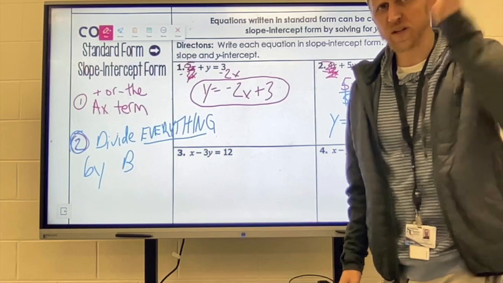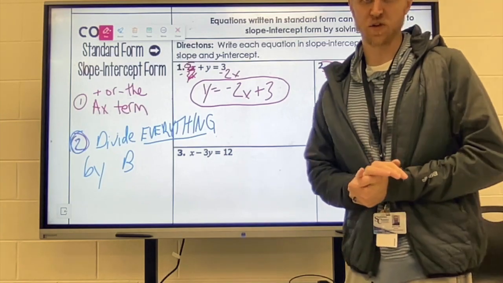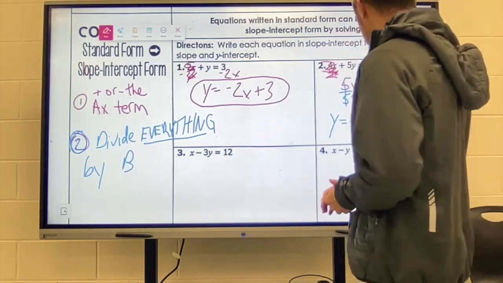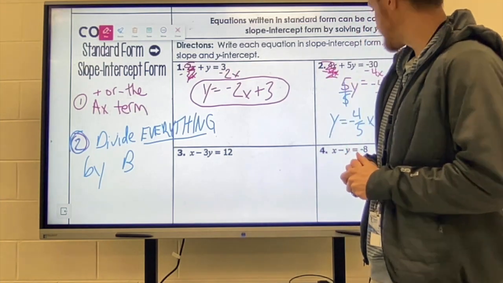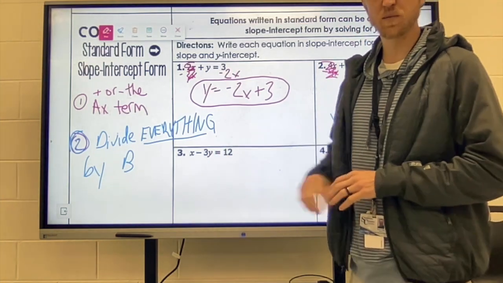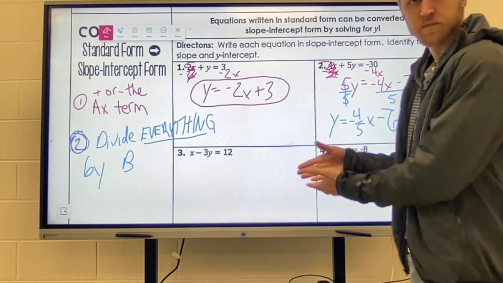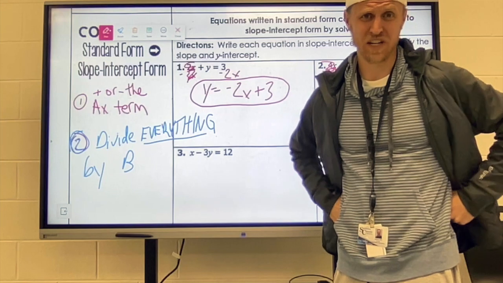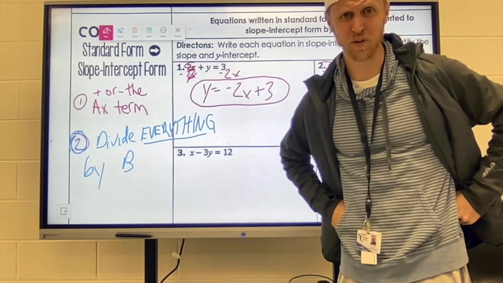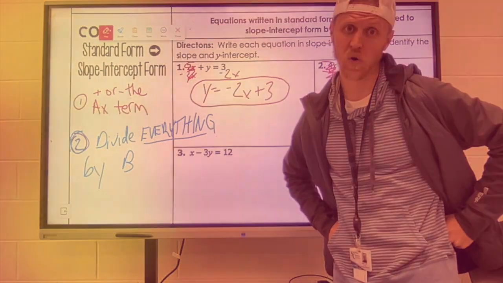I want to do one more example with you, but I want you to give it a try first. I know there's some things on here that are a little bit weird looking, but I want you to go ahead and slide down and look at number 4. We'll skip number 3 for now. Look at number 4 and try it on your own. I'll be back when you finish. Hit pause and complete number 4. Ready, go.